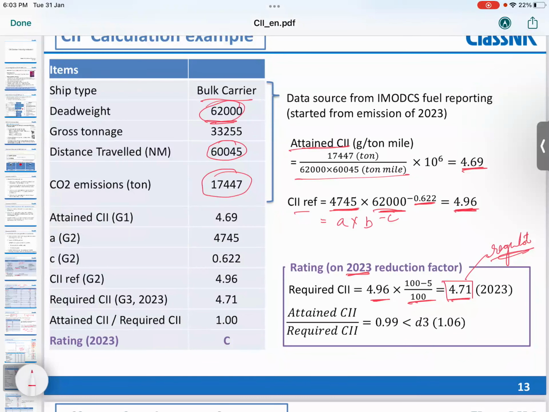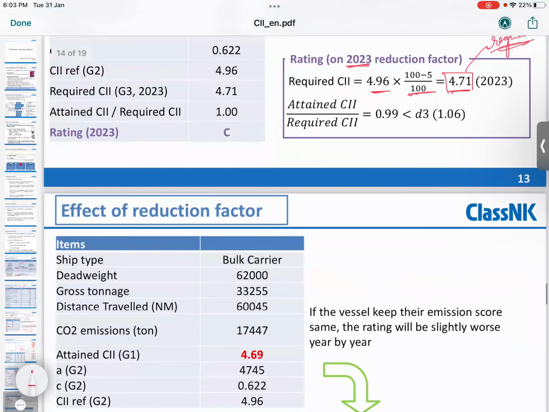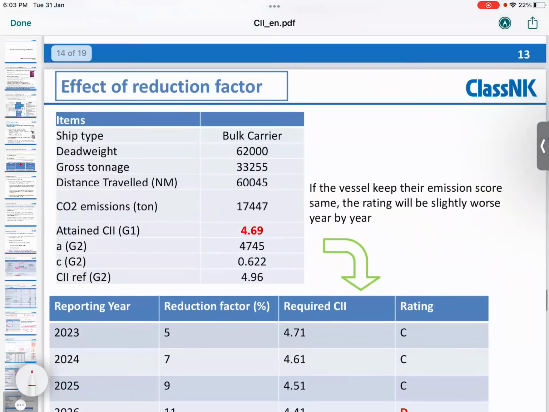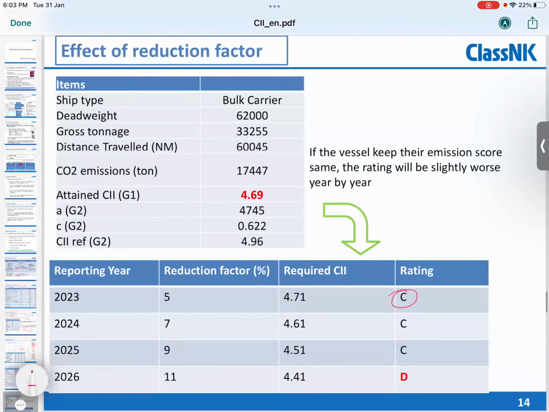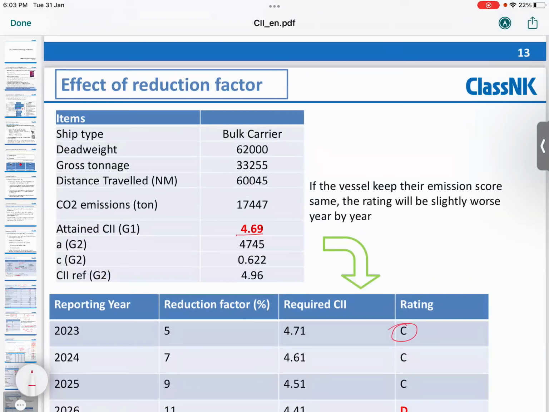So what do you think is the grade rating we should give him? He is exactly on the line, just a little bit saved. Let's see, the rating he will get is C, right? He got a C rating because he is exactly on the line. Attained is 4.69, and required is how much?